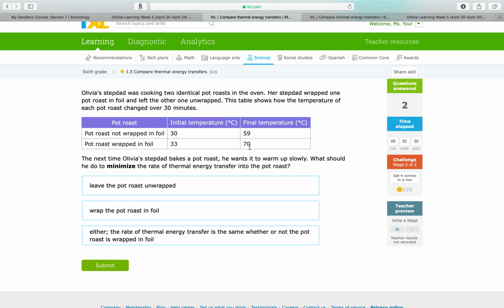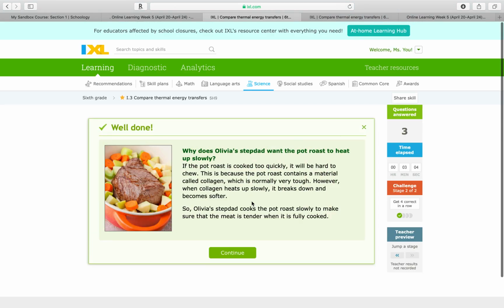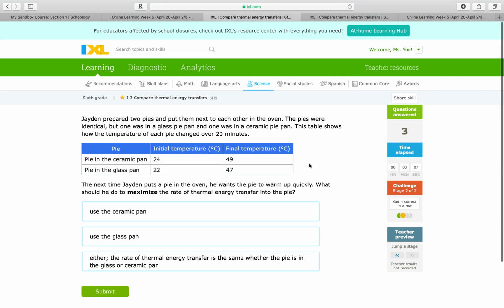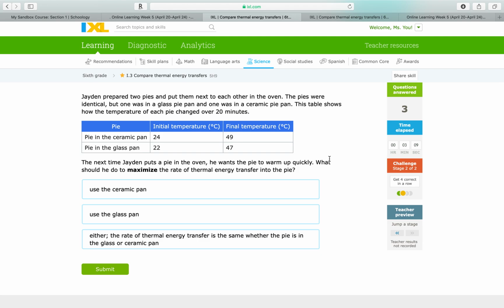Well, if he wraps it in foil, it's going to heat up really quickly. You can see how the final temperature increased a lot when it was wrapped in foil. So if he wants to slow it down, if he wants to minimize it, he must leave the pot roast unwrapped. Okay? Alright, so hopefully that helps you with this. I think that should be enough of helping you, and if you still get stuck, you can message me on Schoology with the question that you're stuck on, and I can help you out.